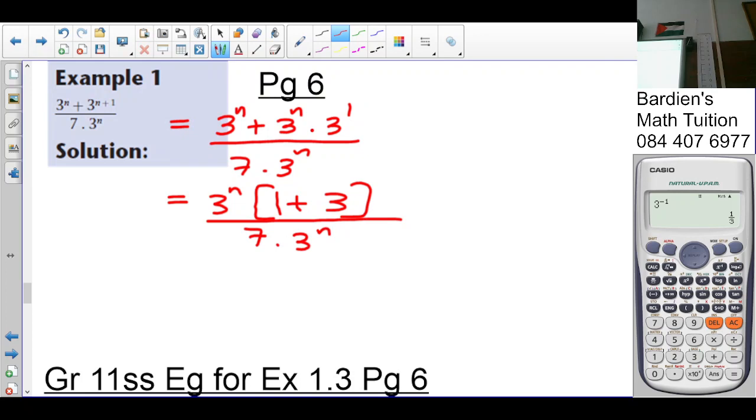Now what do you do now? You can cancel. What can cancel? 3 to the n over 3 to the n. So what's 1 plus 3? 4. Well done, people. I feel like we're getting somewhere. So there's 4 over 7. You guys understand? Let's look at the next example quickly.